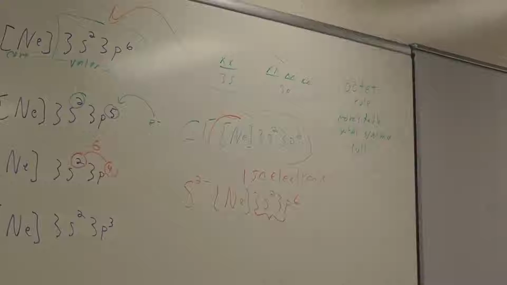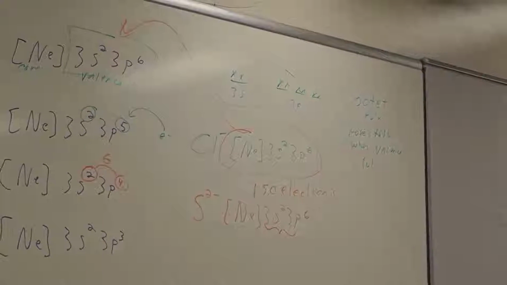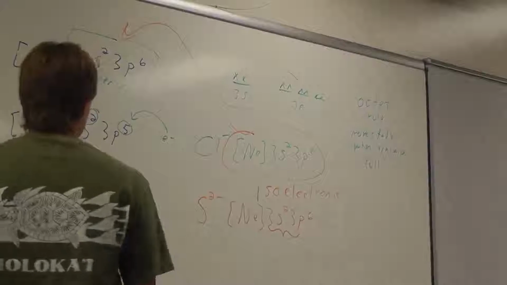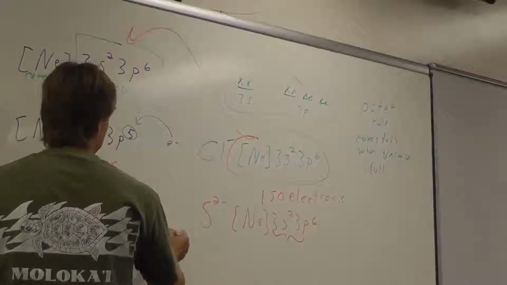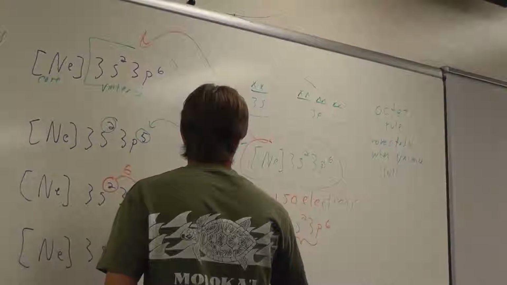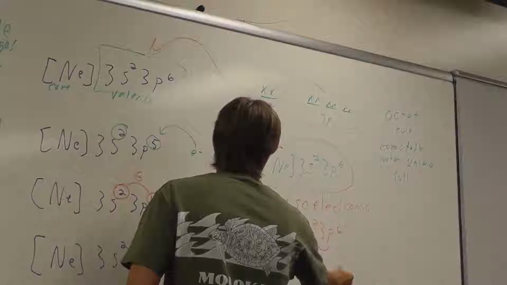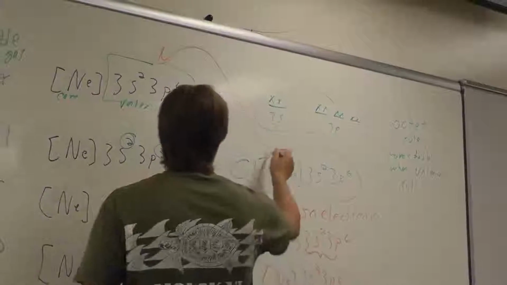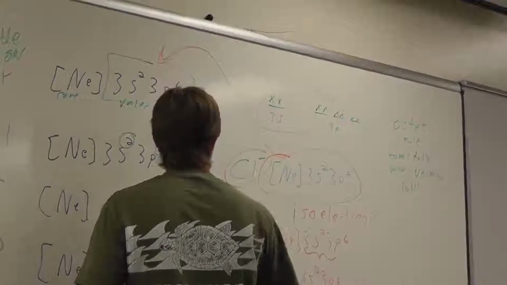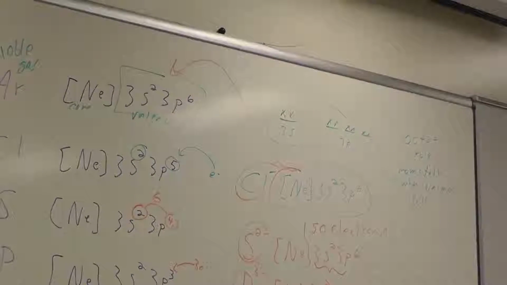So based on that pattern, what charge would you predict for phosphorus? 3 minus. Because it needs 3 more. Chloride, sulfide, phosphide, those are all isoelectronic with argon.